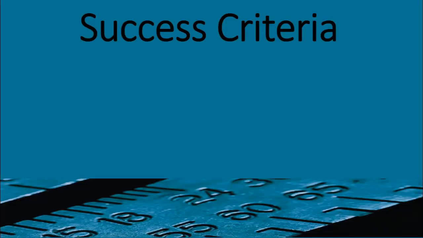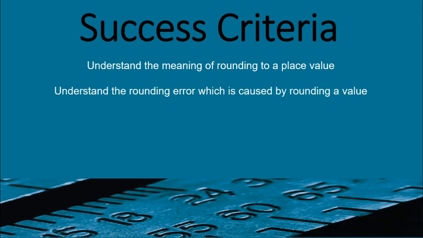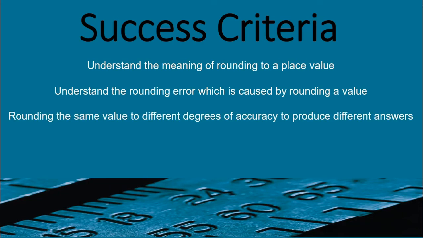Now, before we get into the practice, let's make sure that you feel ready to do this. Success criteria for our practice exercise. You need to understand the meaning of rounding to place value. You need to understand the rounding error, which is caused by rounding a value, that slight inaccuracy. You need to be able to round the same value to different degrees of accuracy to produce different answers. And you need to be able to place numbers on a scaled number line.